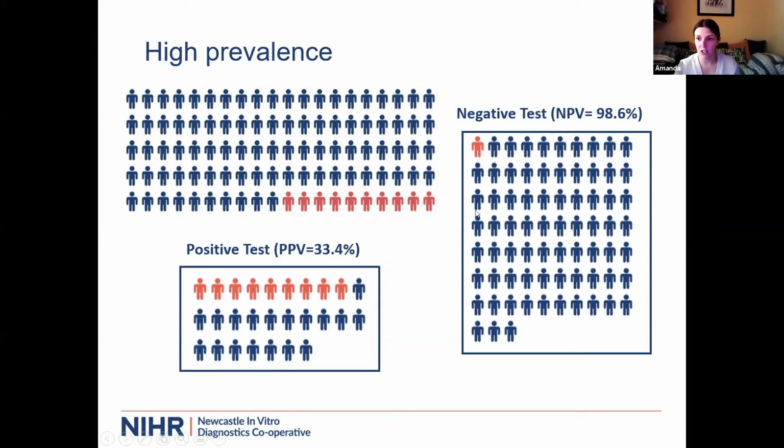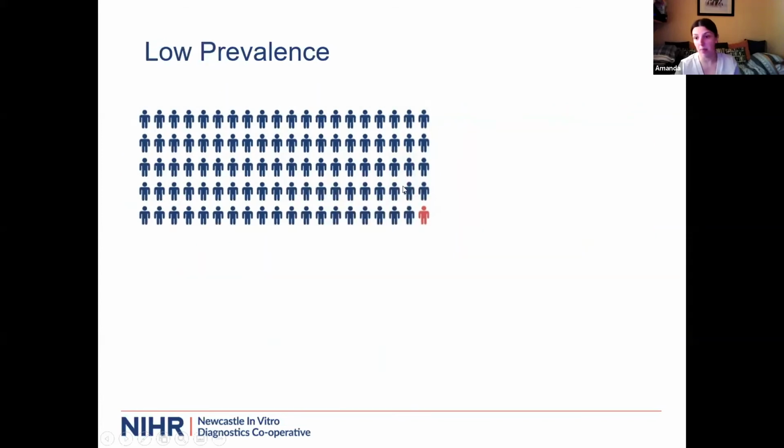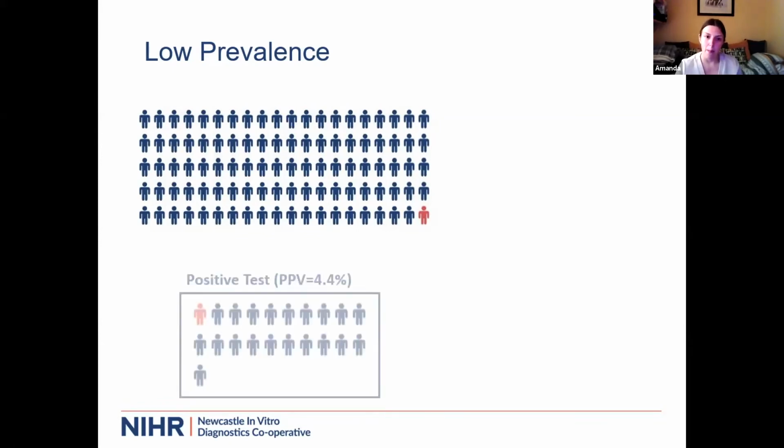Now, if we change the prevalence and put the people back, but this time, instead of having 10 out of every 100 people in our population who do have the disease, we've now only got one person in that population who has the disease. The test is exactly the same. Nothing has changed about it. It still performs in terms of sensitivity and specificity exactly the same.